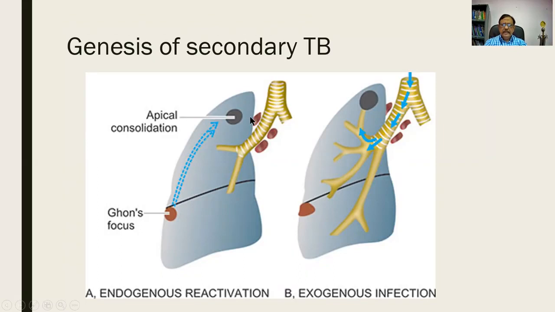We had seen this earlier. This is a diagrammatic sketch of the same one. You find that there is a Ghon focus. When it becomes activated, it can ultimately end up in an apical lesion. So there is a consolidation, later on cavitation. Sometimes a patient has had an infection, he is sensitized, but then there is a secondary infection. He is reinfected with tuberculosis, and again the organism is localized in the apex because of the high oxygen tension. So this is the genesis of secondary tuberculosis.